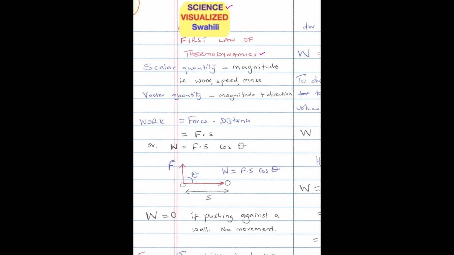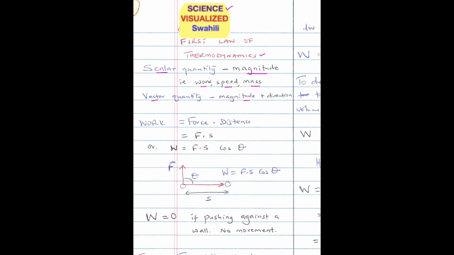To start with, we'll look at the definition of two terms, scalar quantity and vector quantity. Scalar quantities are quantities that have magnitude, that means size, but no direction. So for example, work, speed, mass are scalar quantities. Vector quantities, on the other hand, contain both magnitude and direction. So an example of that is velocity.